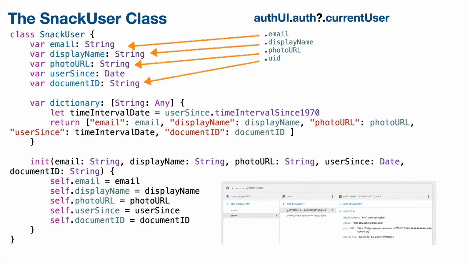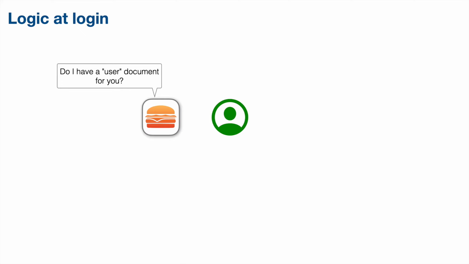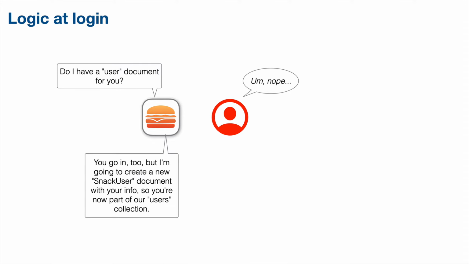Then each time somebody logs into the system, we'll check to see if that user has a document in the users collection. Now, if they do have a document, we'll just log them in. We're already keeping track of them in our app accessible collection. But if they don't have a document, then this is the first time they've logged into the system. So we'll create a document based on information we can get from this current user data structure.